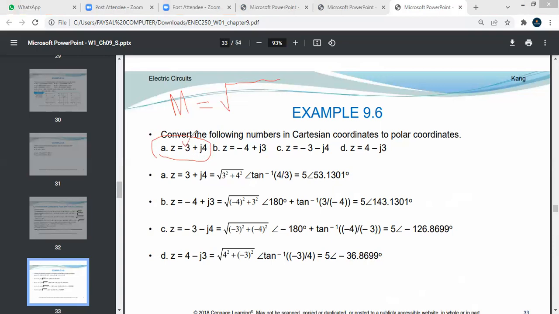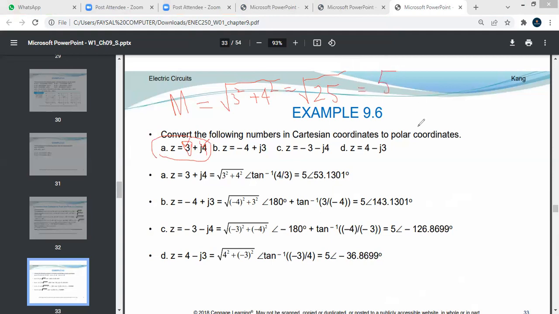So 3 is my real part and j is my imaginary part, with 4. So we have to take the square root of the sum of the squares of these two values. Taking the square of 3 and 4, it will be 3 square plus 4 square. 3 square is 9, plus 16 will be 25. So it will be 5.